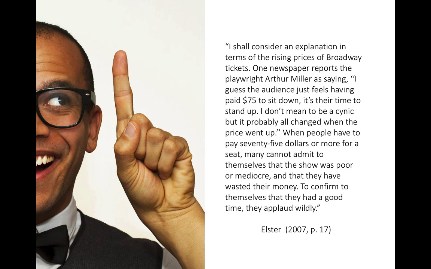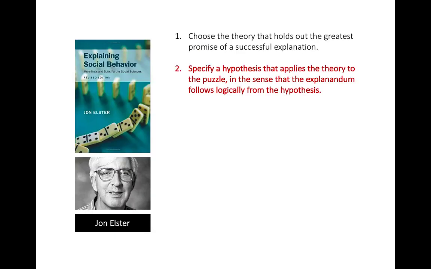You have to give it to the guy. That's an interesting creative explanation, right? That's actually a pretty good one because it's based on other theories that we have out there. We'll come back to that in a second. So that's now his first step. He chose a theory that holds out the greatest promise of a successful explanation. Now the second step would be to specify a hypothesis that applies the theory to the puzzle in the sense that the explanandum follows logically from the hypothesis.